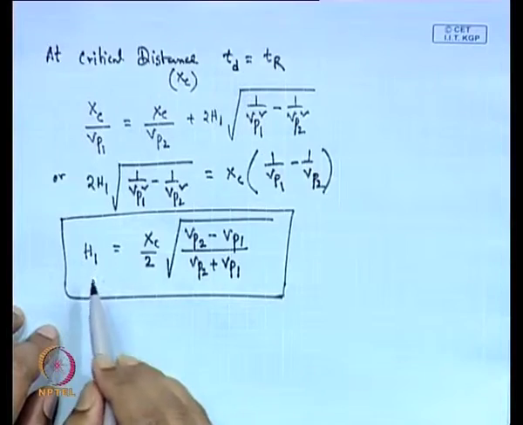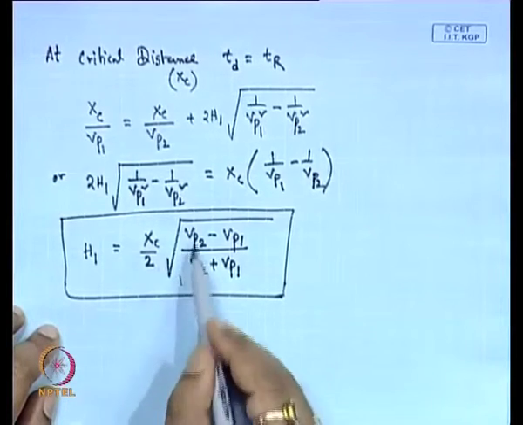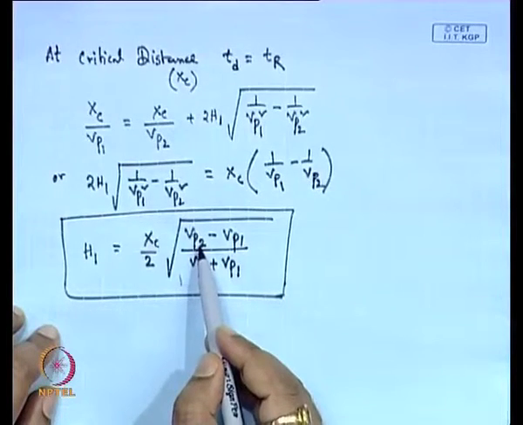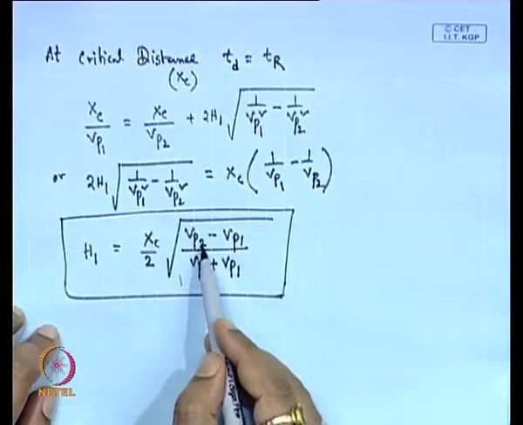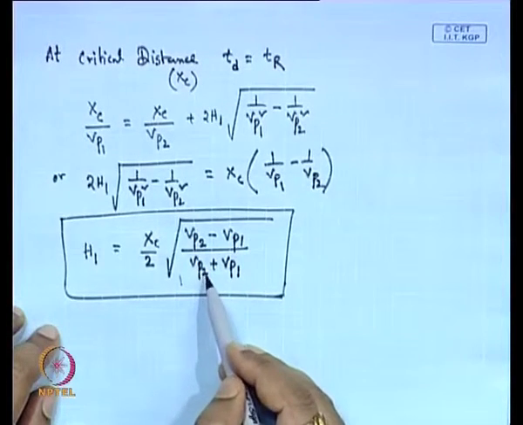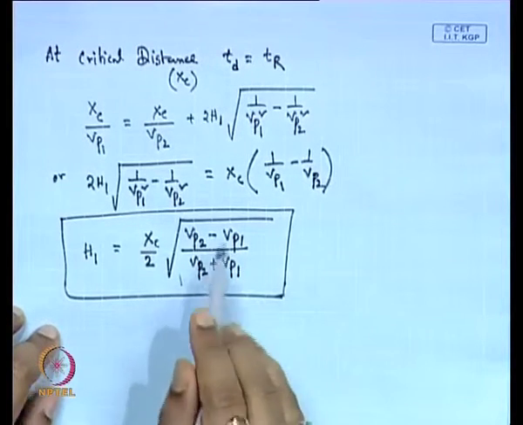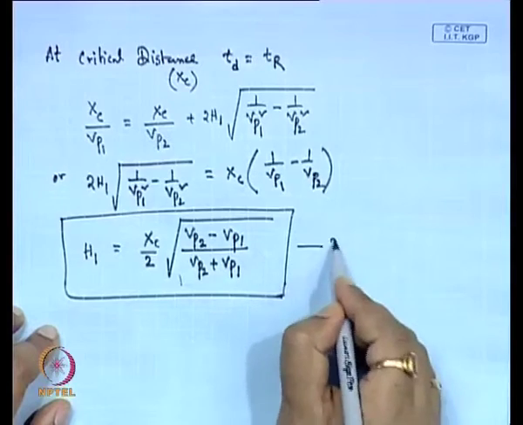In general, we can write that h, or the thickness of the layer, will be equal to the critical distance divided by 2 into root over the velocity of the wave in the second layer minus the velocity of the wave in the first layer, by the velocity of the wave in the second layer plus the velocity of the wave in the first layer. So, this is expression number 3.